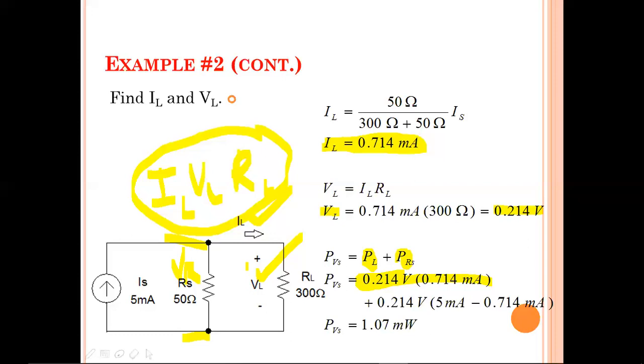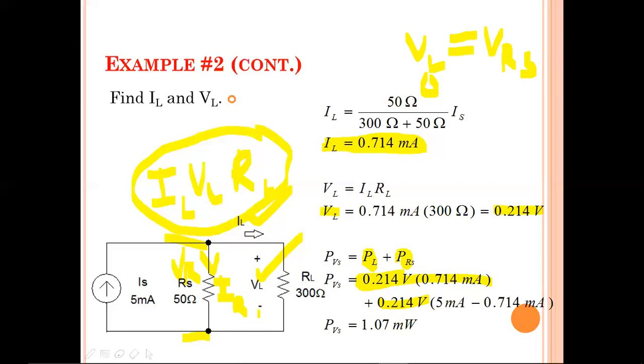Already you know that basic rule: the voltage in parallel is the same, the current in series is the same. So here, the voltage across the parallel branches, VL, is equal to VRS. If the voltage is 0.214, the same voltage will be applied. That is the reason I wrote 0.214, which is multiplied by the current flowing through the internal resistance.